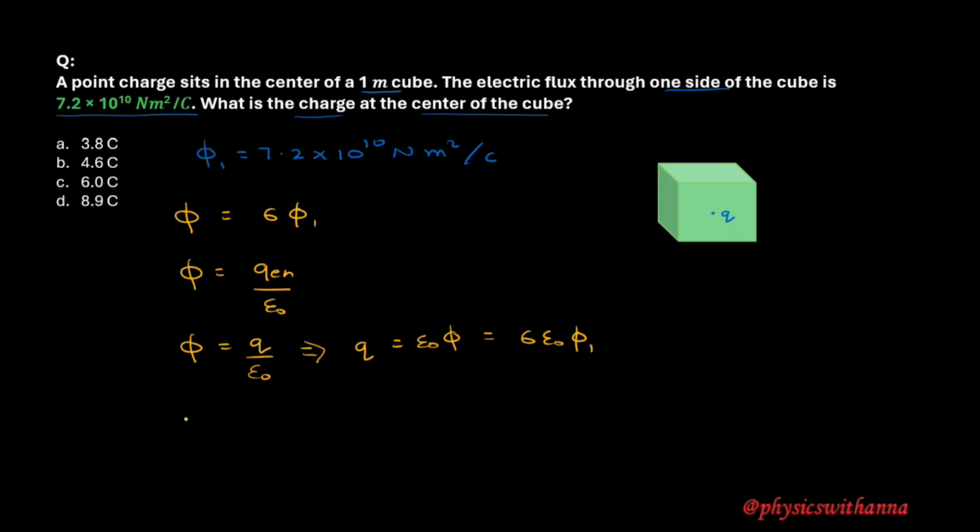Now let's substitute. Q will be equal to 6 times 8.85 times 10 to the power negative 12 times phi 1, which is 7.2 times 10 to the power 10. And when you solve this, you get charge at the center of the cube to be equal to 3.8 coulomb. So my answer is option A.